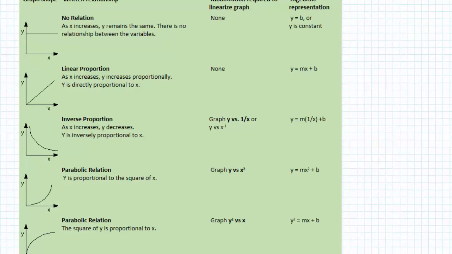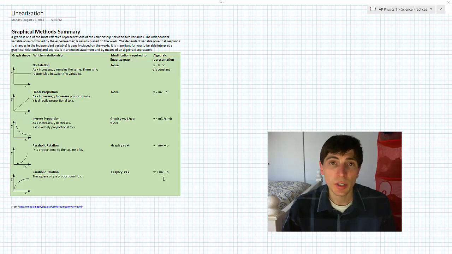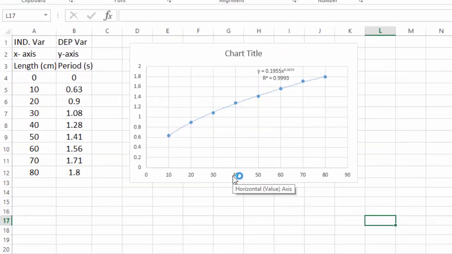So let me show you an example of linearizing a graph. Once you see how easy it is, it's going to give you another tool in your toolbox to find an appropriate equation that models a set of data quickly and effectively. So let's go to Excel. What I've graphed for you here is from that packet on experimental design. In this experiment, the length of a pendulum was changed and the period was measured to see how it was affected.